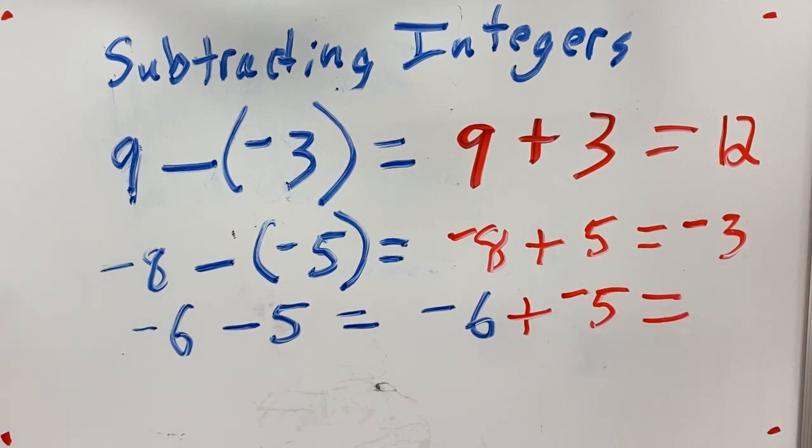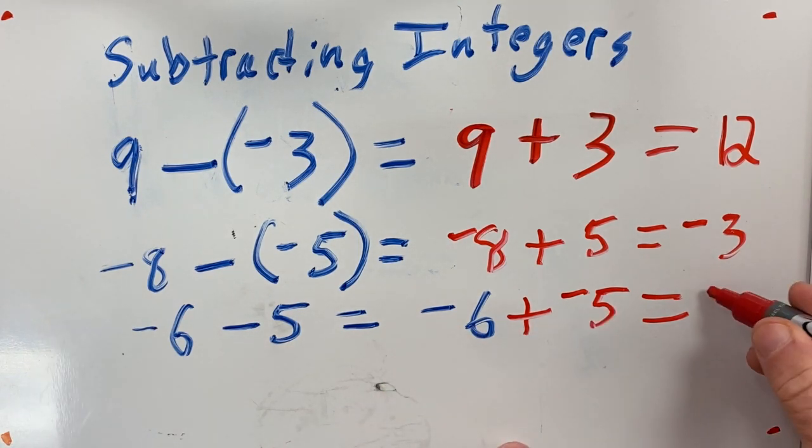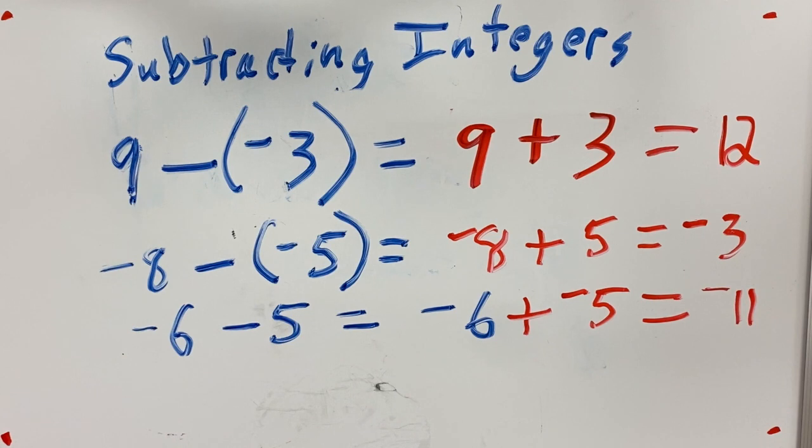Oh, I know how to do that. Same signs add and keep, different signs subtract. These are the same sign, negative 5 and negative 6. I add them, 5 plus 6 is 11, and I get a negative 11 because we keep the sign. Same sign, add and keep the sign, okay?